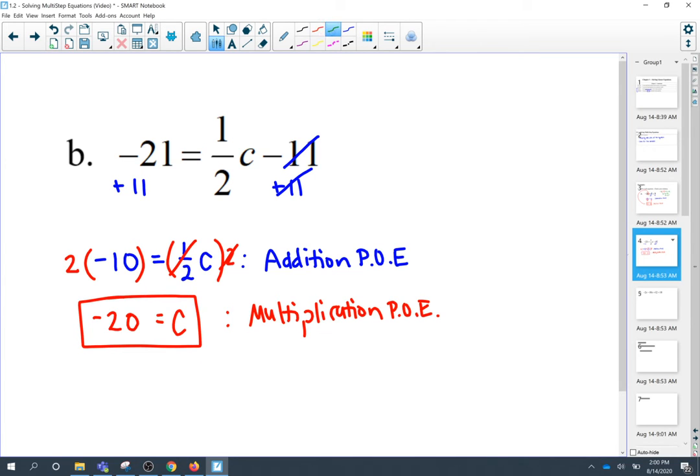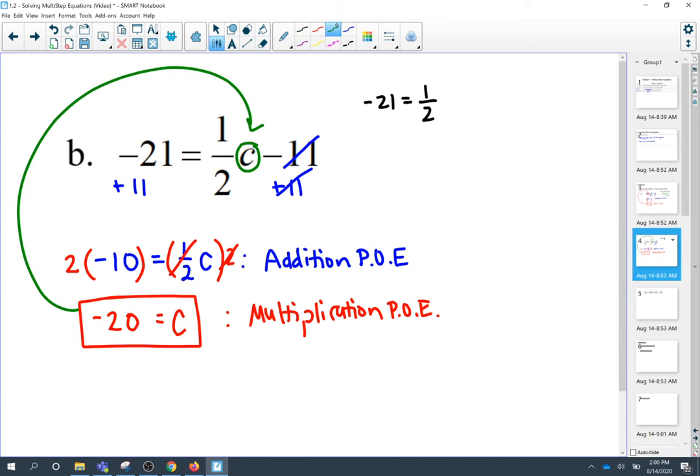Last but not least, we have to substitute it back in and check our answer. So I'm going to bring it back up here, and I'm going to substitute it for C. So we're going to have negative 21 equals 1/2, substitute in the negative 20, and then minus 11. If we simplify, we have negative 21 equals, what is 1/2 of negative 20? Meaning take negative 20 and cut it in half. That's negative 10 minus 11. Negative 10 minus 11 is negative 21. Negative 21 equals negative 21. We're good to go.